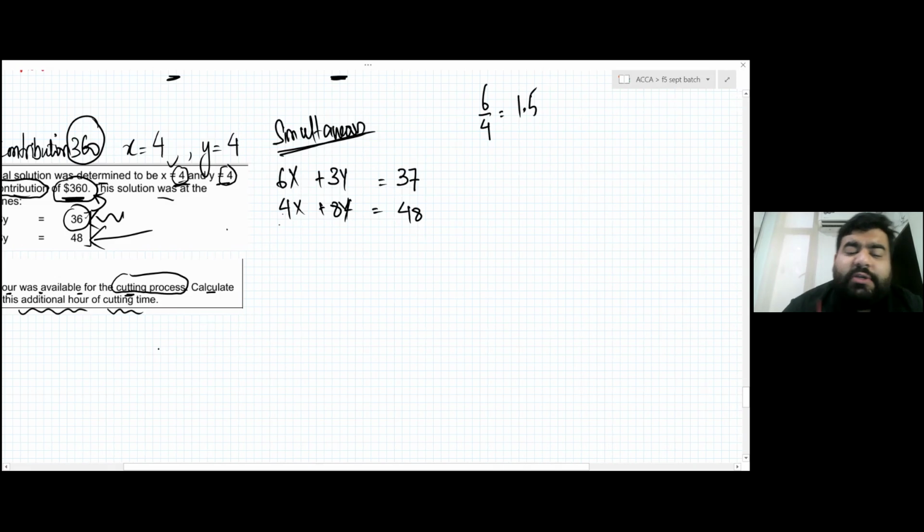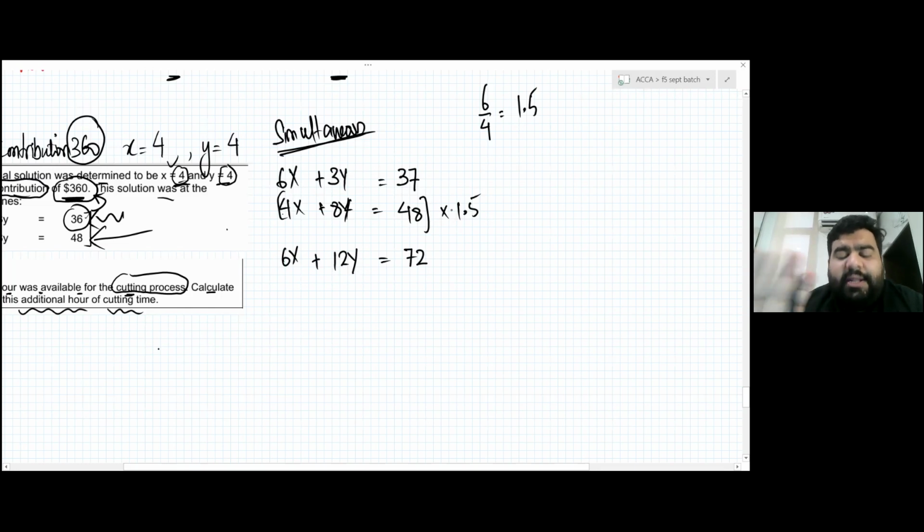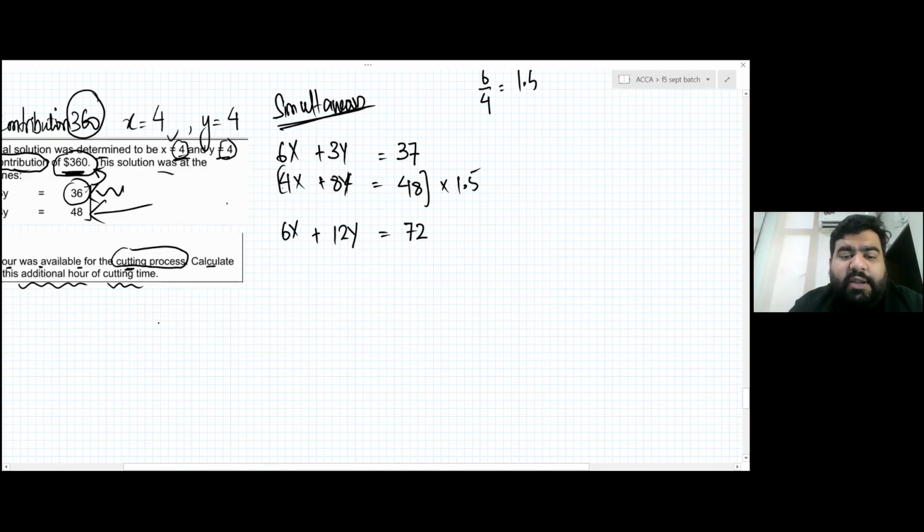But always take the higher value upward and the lower value downward. So just multiply this 1.5 with the complete equation. Now the equation will be 4x into 1.5, 6x, plus 8y into 1.5, 12y, is equal to 48 into 1.5, it will be 72. One way is this. Another way I'll tell you after, when we calculate x and y.